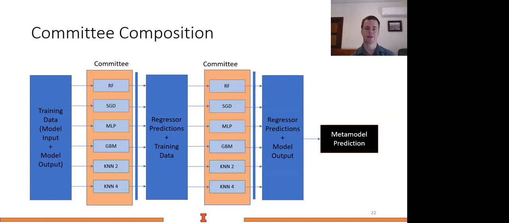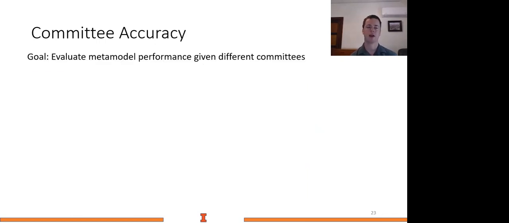Next, we look at different committees. One might ask themselves, what is the best committee composition? What kind of regressors should go into each committee? Should you have just a few regressors? Should you have many, many regressors? What kinds of regressors should you have, et cetera? So we evaluated several different committees. We evaluated the metamodel's accuracy for different kinds of committees.